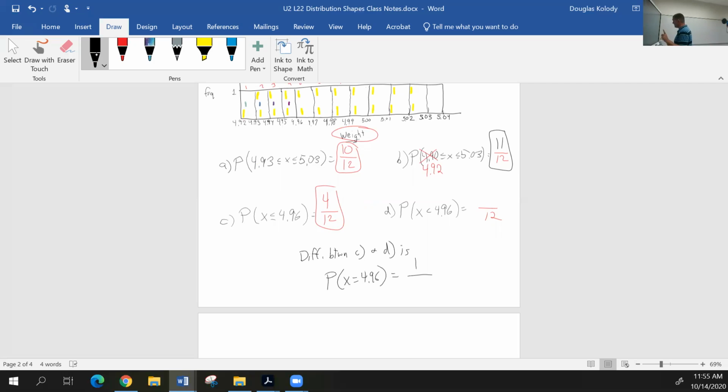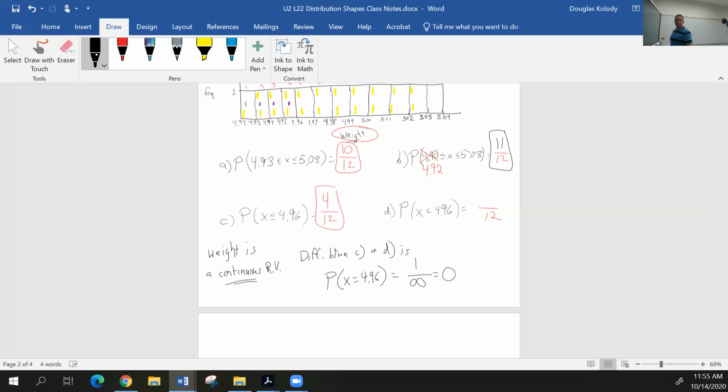That's because weight is a continuous random variable. And because weight is a continuous random variable, we measure it on an infinite scale. So it's one weight, technically, out of an infinite number of weights between 4.92 grams and 5.04. And 1 divided by infinity is such a small number, it is essentially 0.